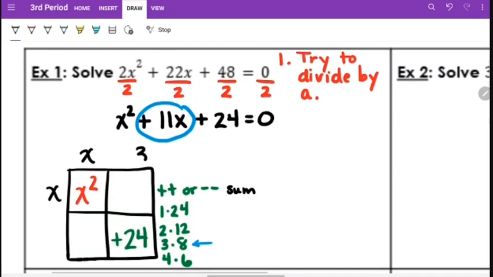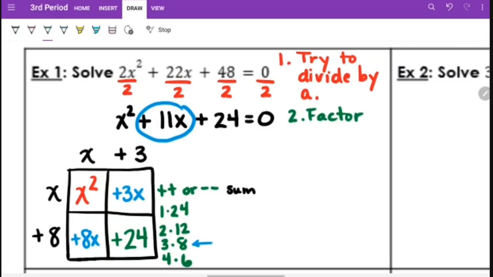So we're going to have a 3, we're going to have an 8, and we have to decide between plus plus or minus minus. But since we want them to add together to give us a positive 11x, we're going to use the plus plus. So most of this problem was review. The only new step was dividing everything by 2. So step 2, which I didn't even have to tell you guys, was factor. So we're just adding this one new step at the beginning. Try to divide everything by whatever the a value is.